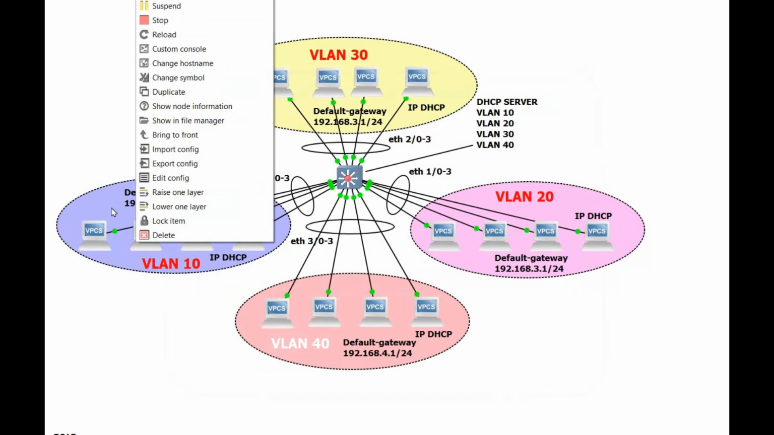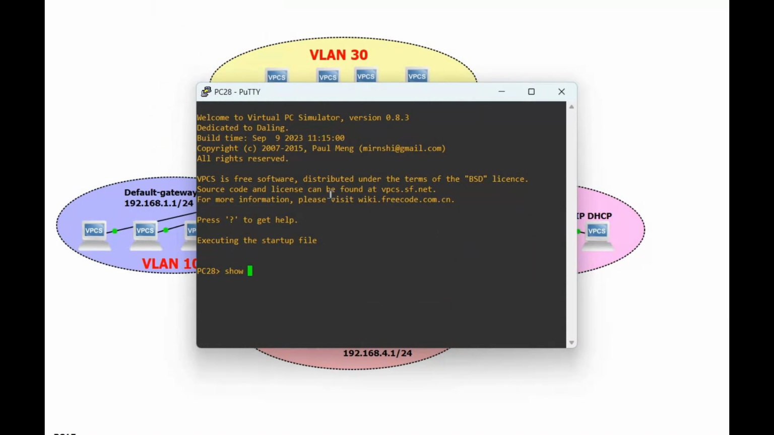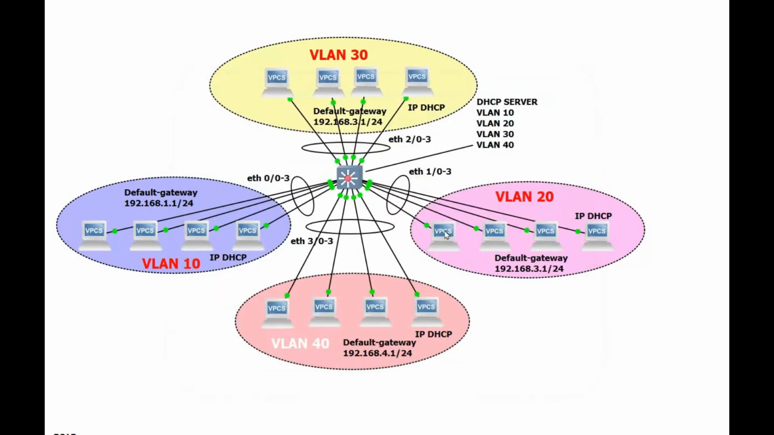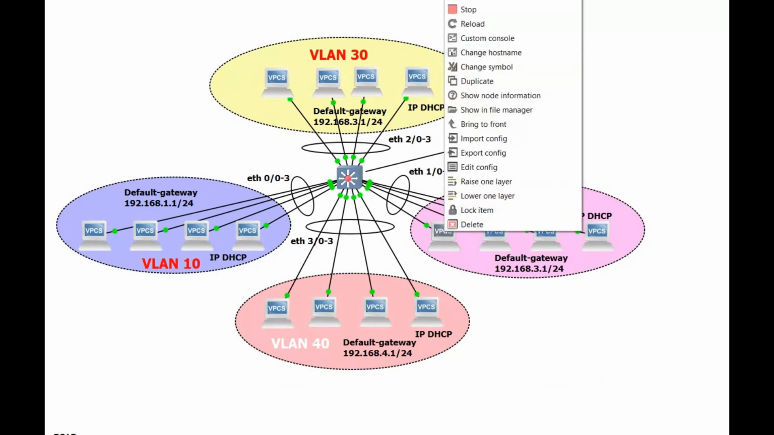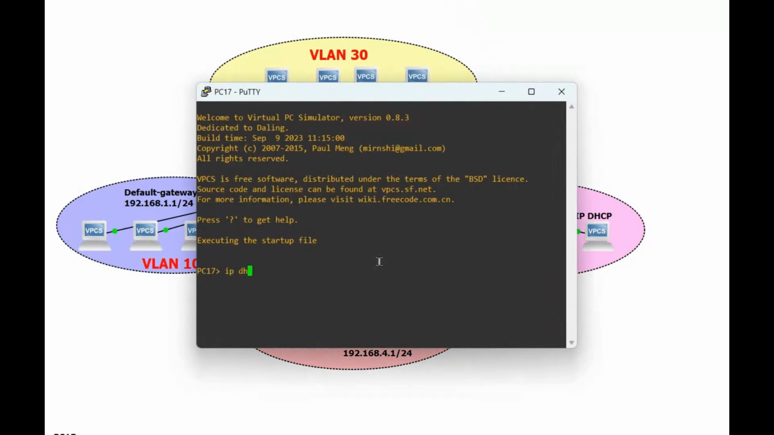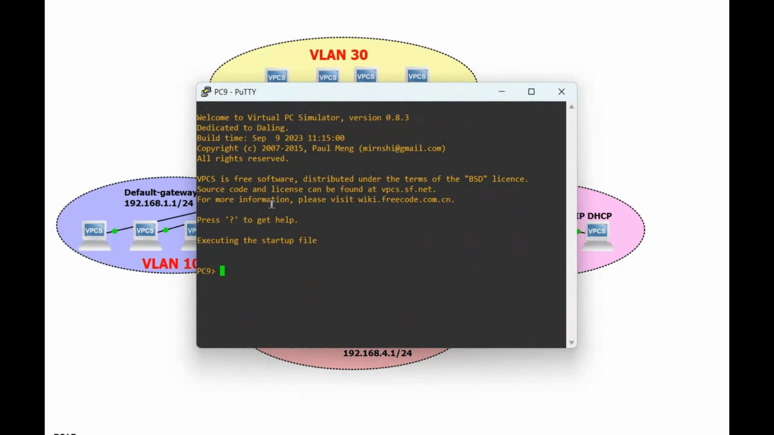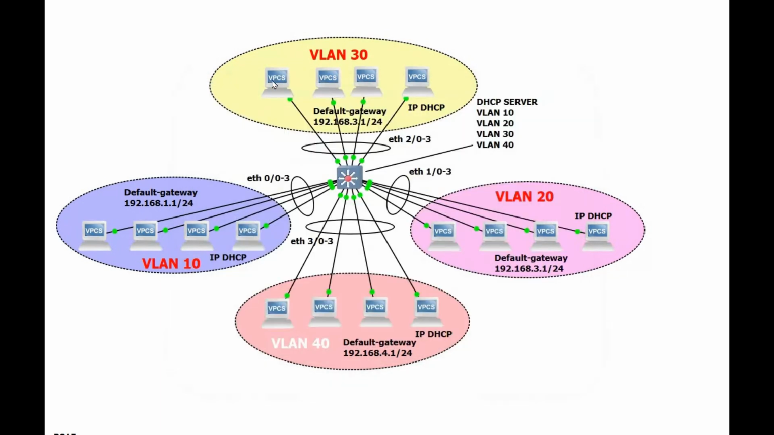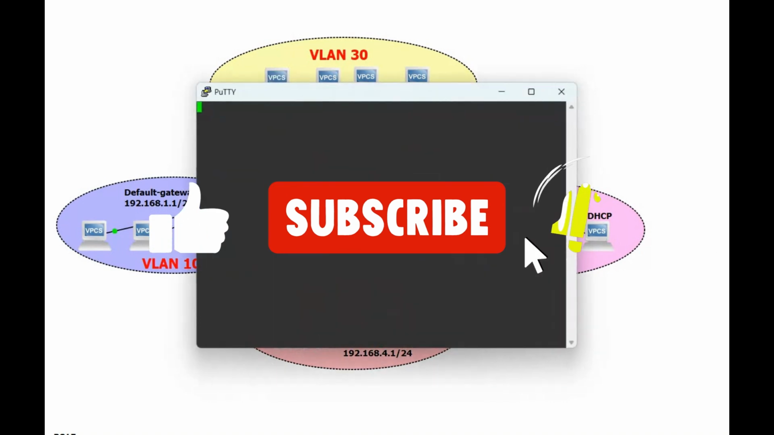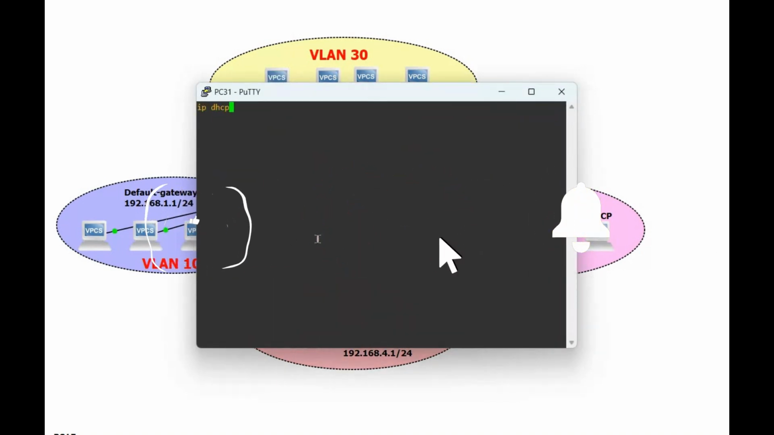Now let's see from here also. IP DHCP. Now let's check another VLAN, for example VLAN 20, IP DHCP, and VLAN 40 also, IP DHCP, and 30, IP DHCP.